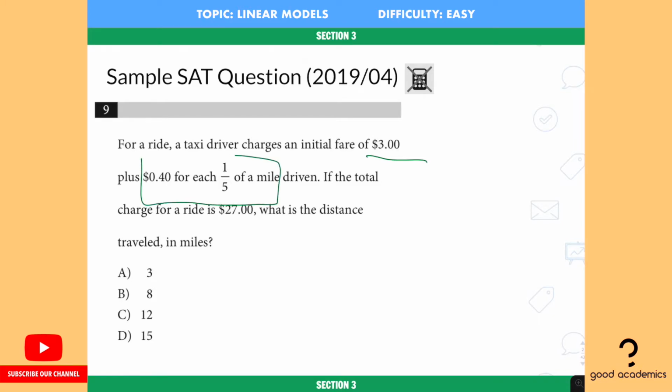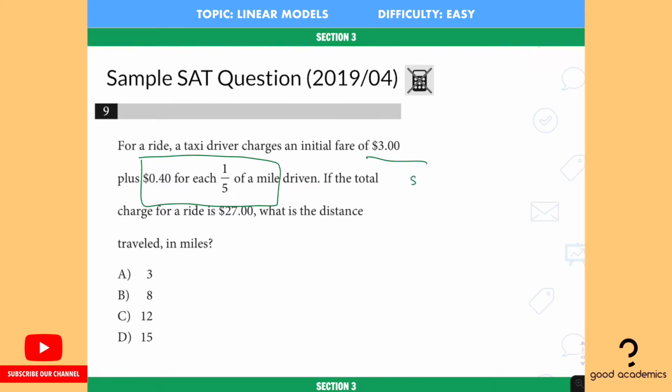Now, it's kind of hard to think about how we are going to use this number to calculate how many miles, because it's saying 1/5 of a mile. Well, if it is 40 cents for 1/5 of a mile, we can also say it is 0.2 miles. Then you think about how much it costs for a single mile. You can simply multiply this number by 5. So this will be 1 mile, and it would cost you $2 for a single mile.